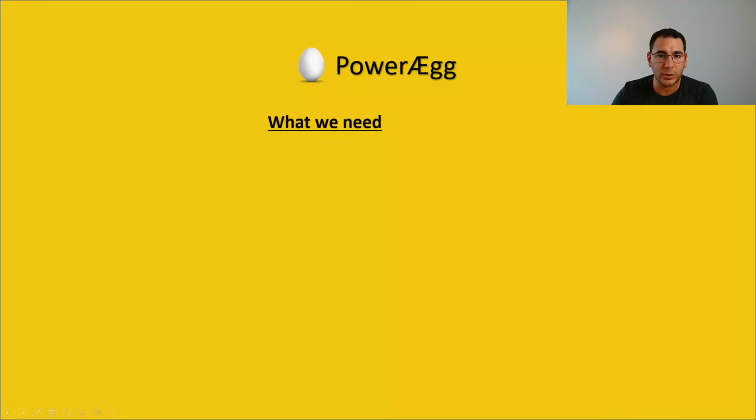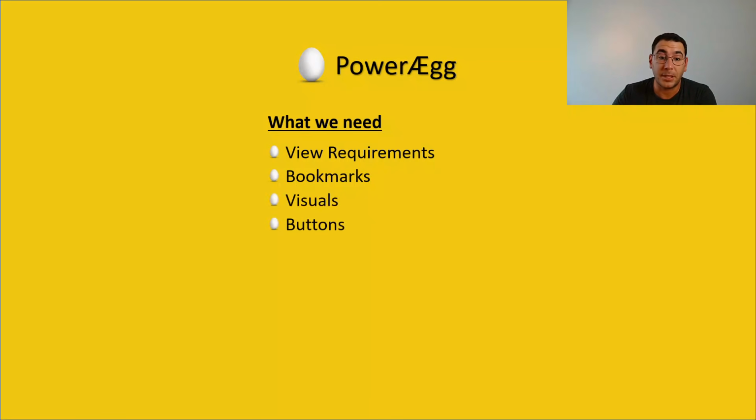Let's have a look at what we need for this report. We need to define the view requirements, add all the bookmarks we need and define them, add our visuals, add our buttons, import our icons, define our shapes, and then adjust our item grouping.